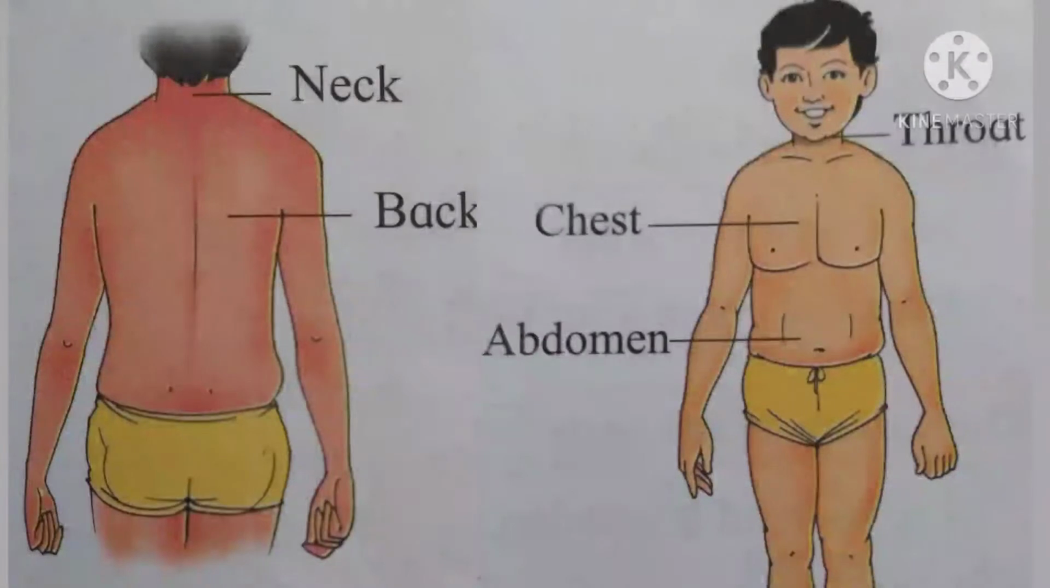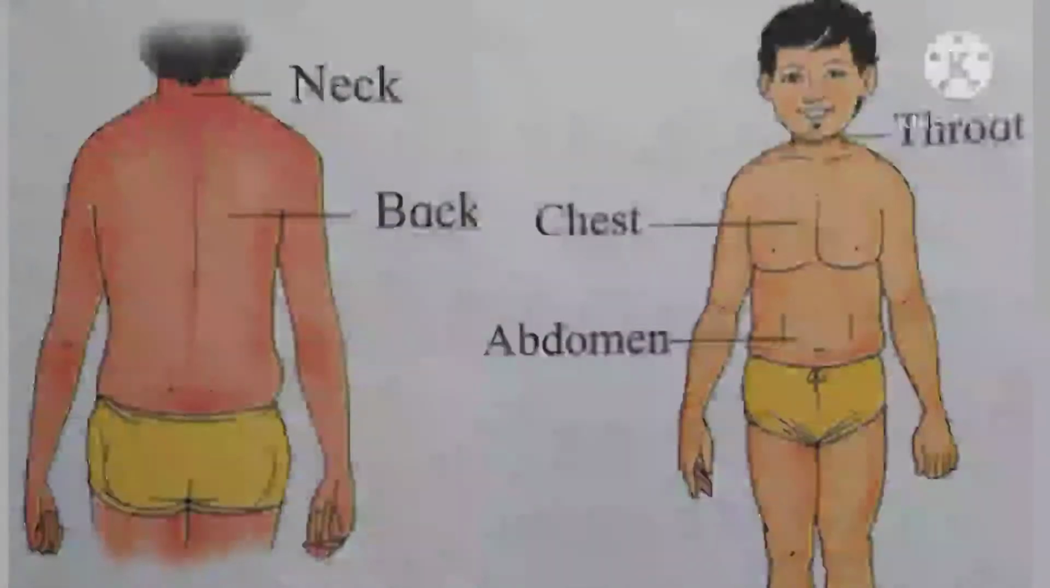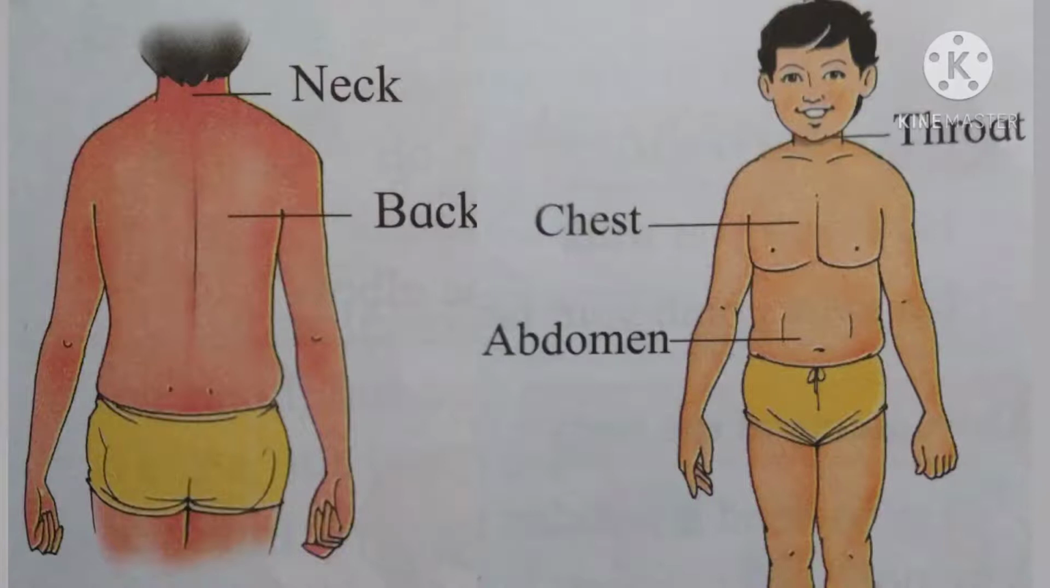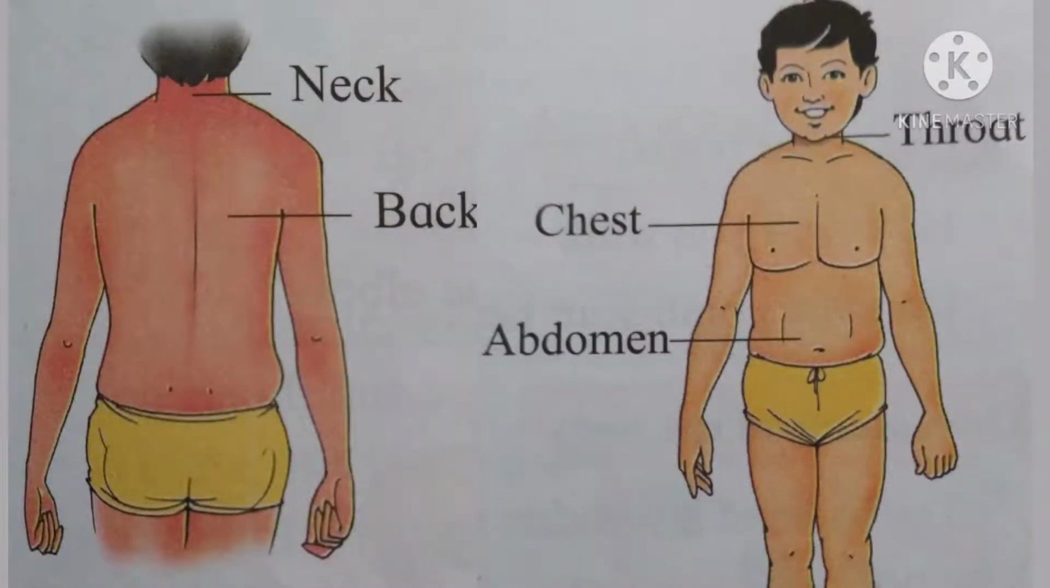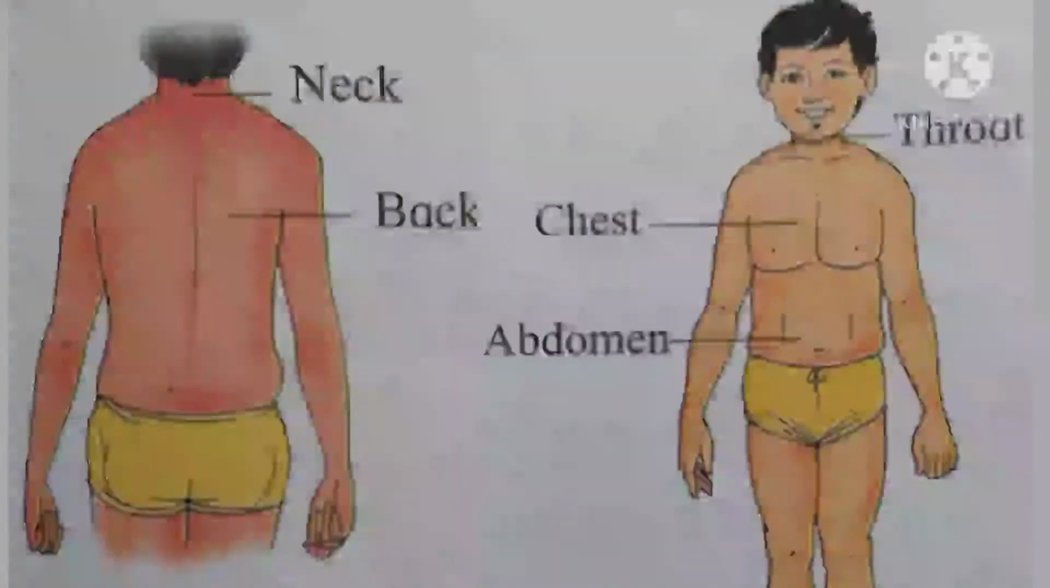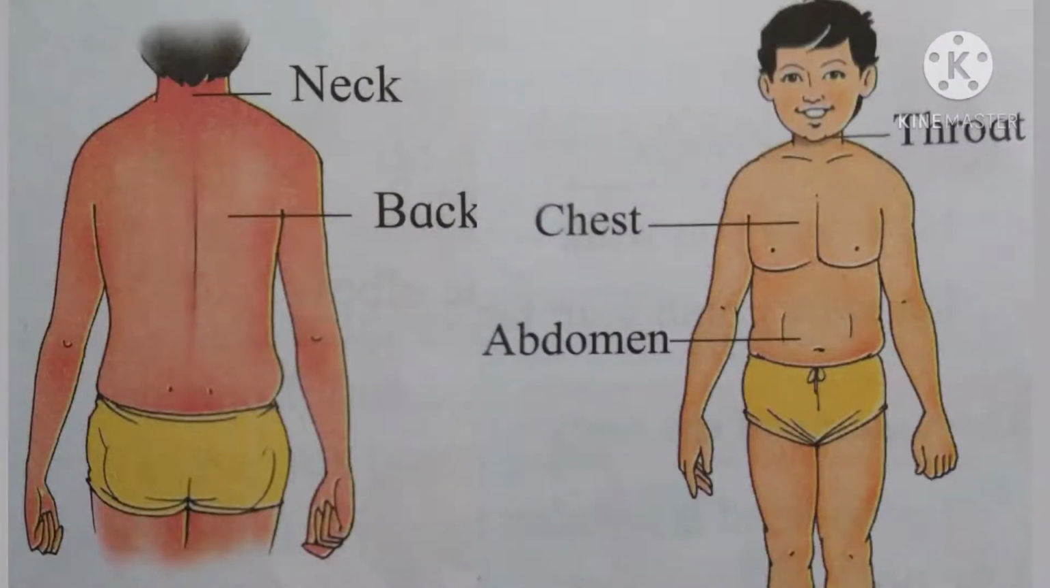The chest, abdomen and back together make up the torso. You can see on the screen children. The part where the arm is joined to the torso is called the shoulder. What it is called? The shoulder. The leg is joined to the torso at the hip joint. Is it clear children? Now let us learn parts of the arm.